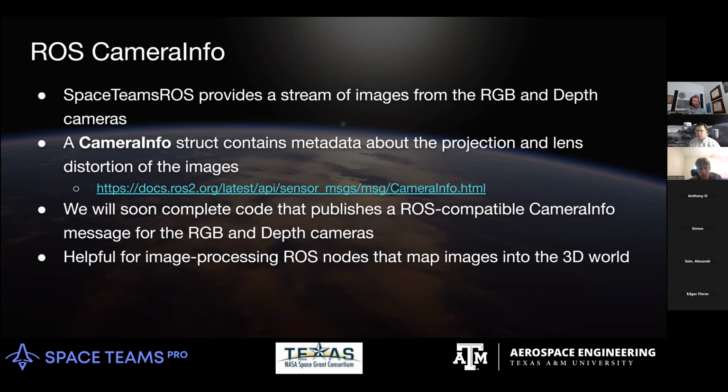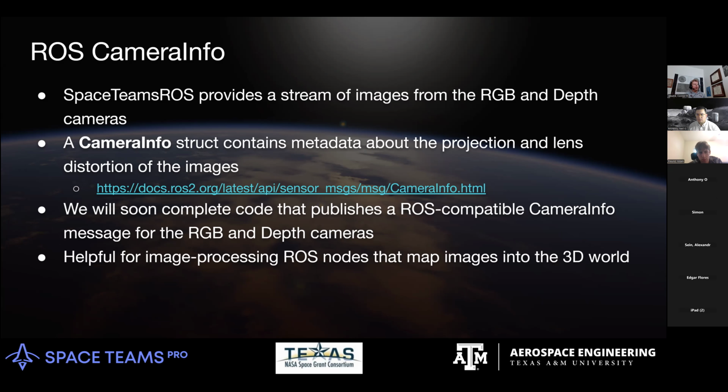More information that we'll add to both, I guess, the starter code as well as the wiki is the camera info. Right now, we only give from Space Teams ROS a stream of images in RGB and depth, and those are staying as how they are, but we need to add more metadata on top of them so that you can more effectively use those cameras in code.